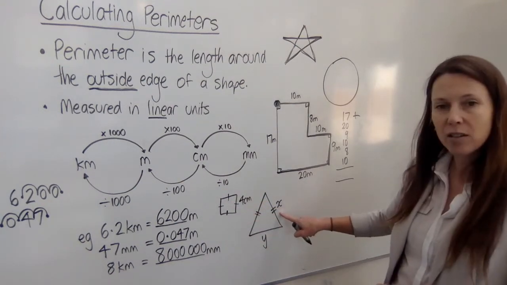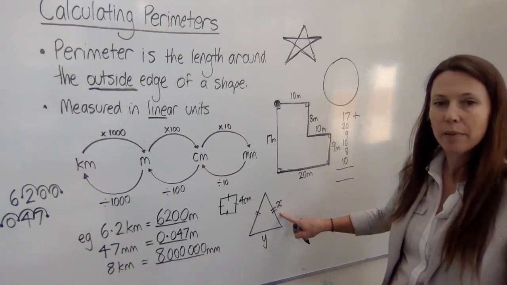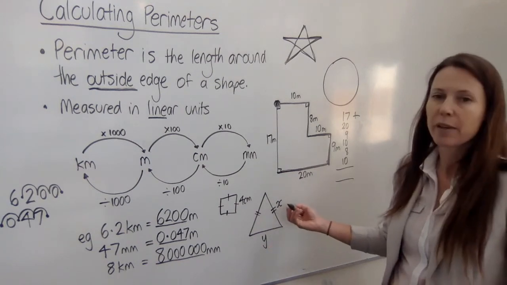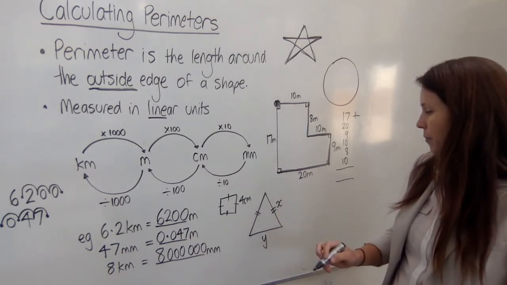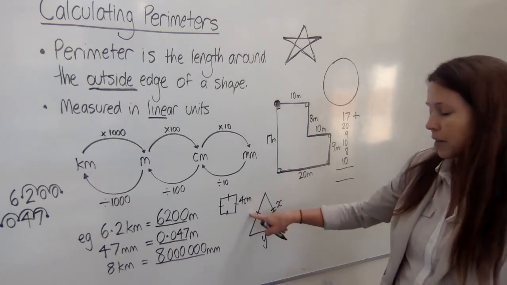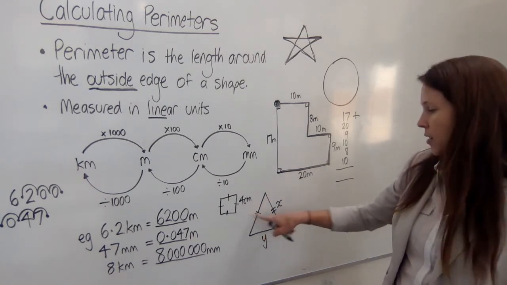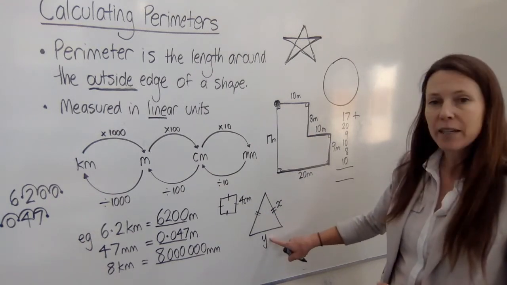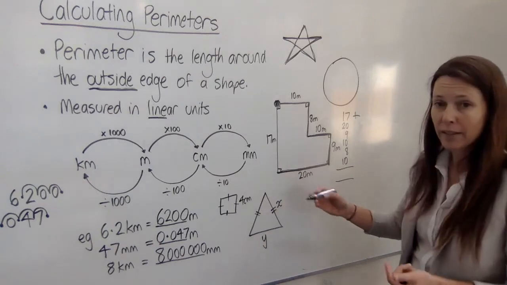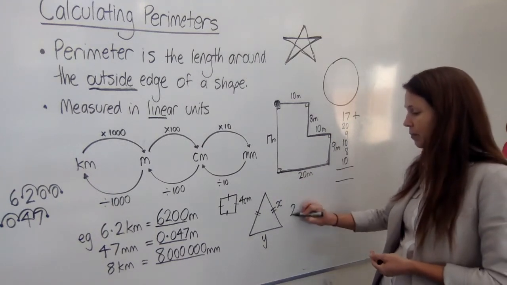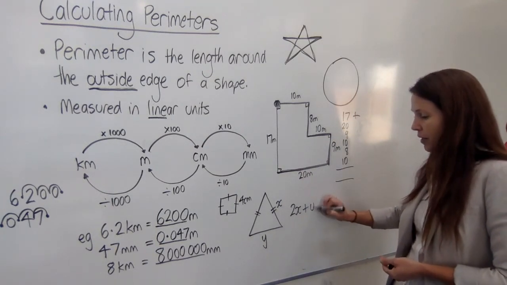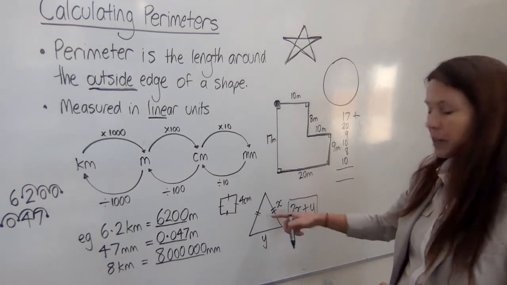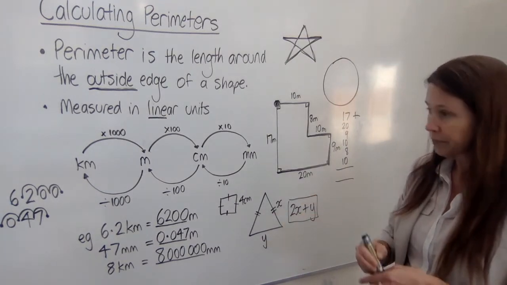Down here, if you're asked for the perimeter of this shape, x is an unknown and so is y, but you can still come up with an algebraic expression for the perimeter. If this is x, this must also be x, so x plus x is 2x, and then we need to add y. Now 2x and y can't really be added except to say we have 2x plus y, and that's as good as it gets. That's a perfectly good expression for the perimeter of this triangle.